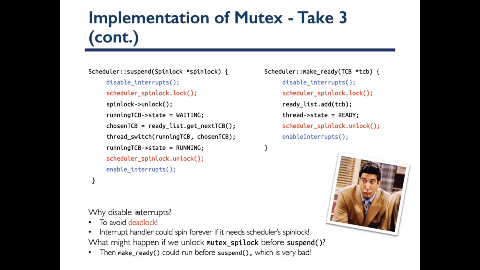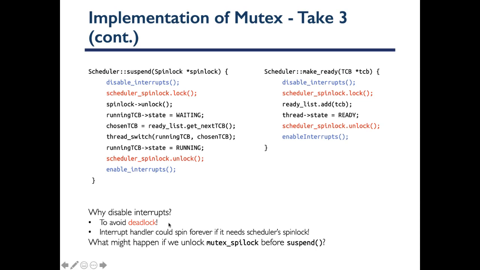Okay, so the other question that I'm asking here is what would happen if we unlock the mutex's spin lock before suspend? Here we pass the spin lock to the scheduler to free. What happens if we actually unlock this before calling suspend? You can go and convince yourself that this could lead to the same problems that we had with disabling interrupts. If you unlock anytime before you context switch, you will have a problem. That's the same concept here. You don't really want to do it.